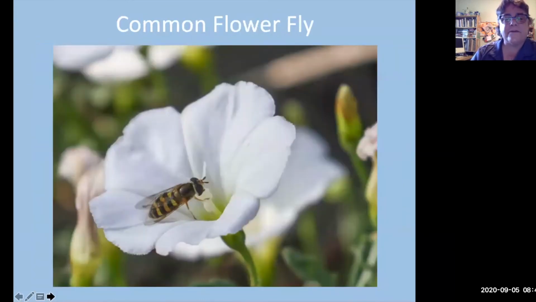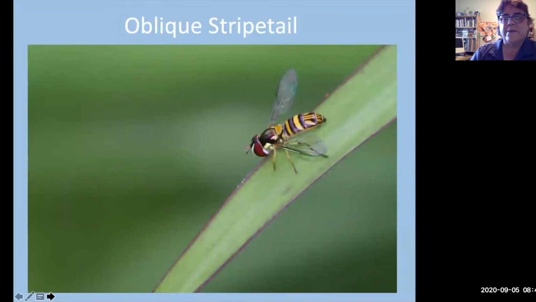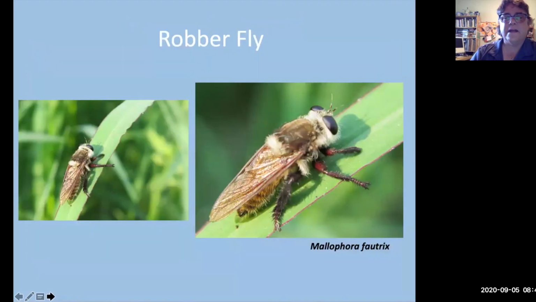And this is a common flower fly. Again, really tiny fly. Oblique striped tail. These and the margin calicophers look really close. You probably have these in your yard if you have native plants. They're pretty common. And then this is a robber fly. This one's much bigger. It's a bee mimic, and it's about the size of a bumblebee. Pretty hairy guy. Look at all those hairs.